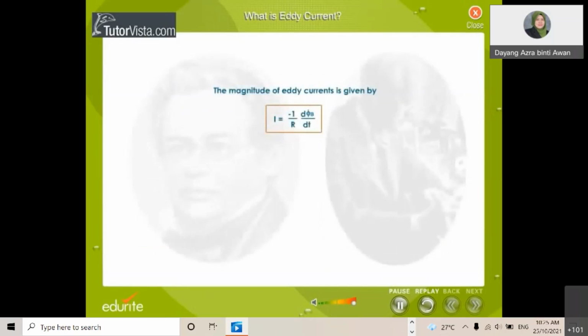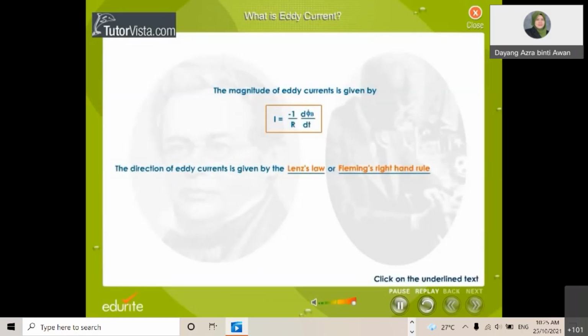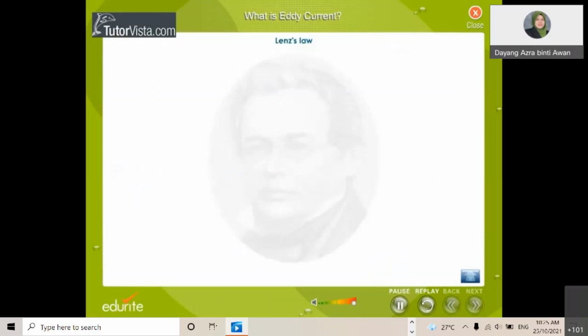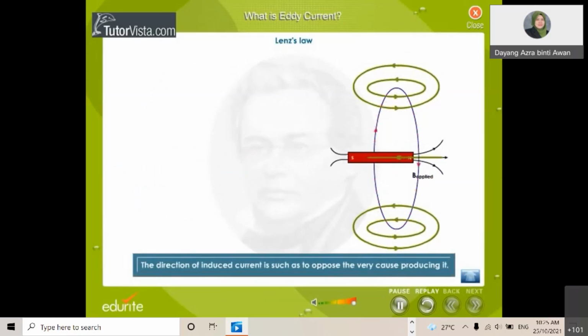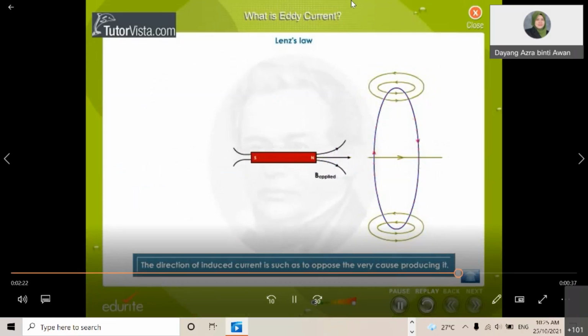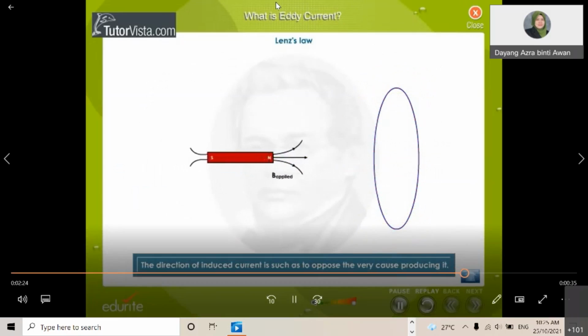The magnitude of eddy currents is given by I equals minus 1 by R into dΦ/dt. The direction of eddy currents is given by Lenz's law, or Fleming's right-hand rule. Lenz's law states that the direction of induced current is such as to oppose the very cause producing it.